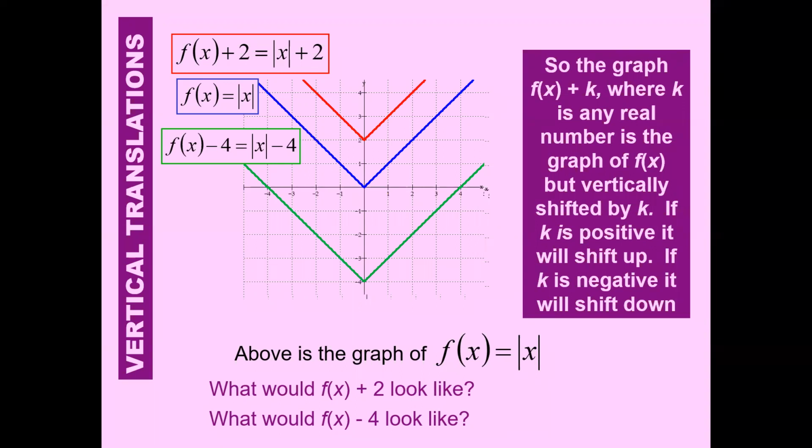So if k is positive, it will shift up. If k is negative, it's going to do a shift down. And you can see it here. We shifted up 2 units up from the original graph. There's a -4. We shifted down 4 units down from the original graph.